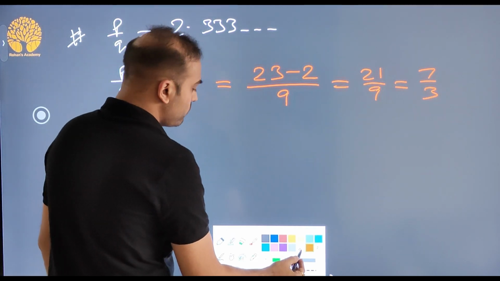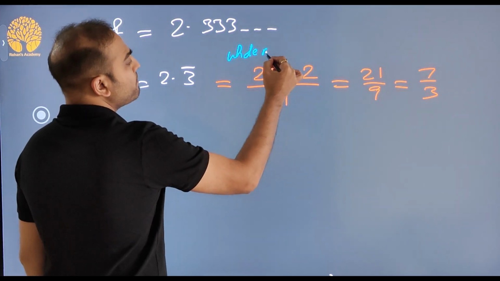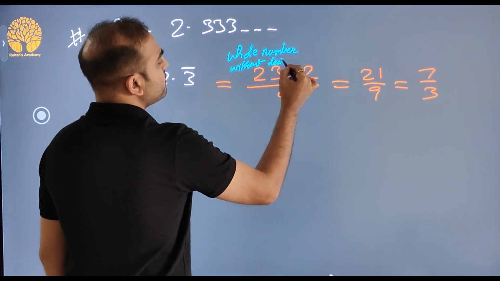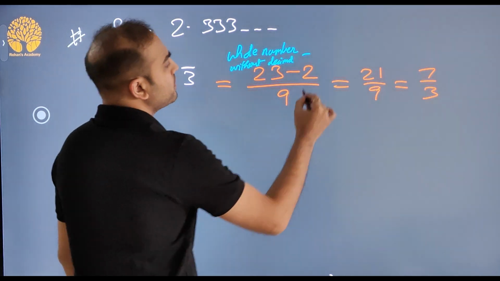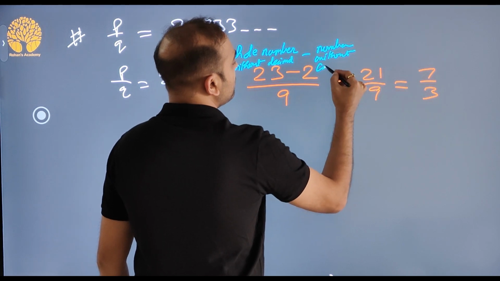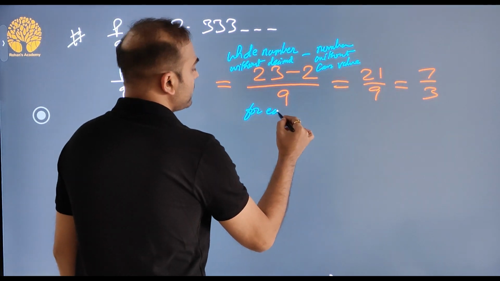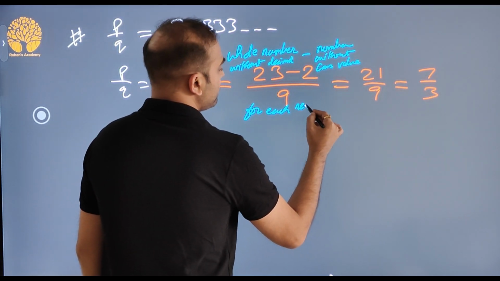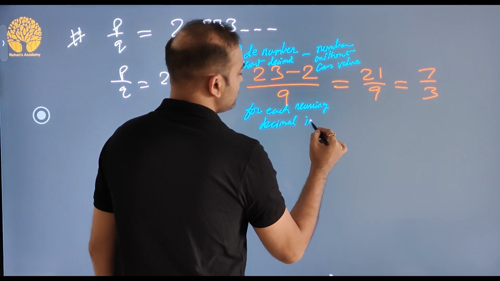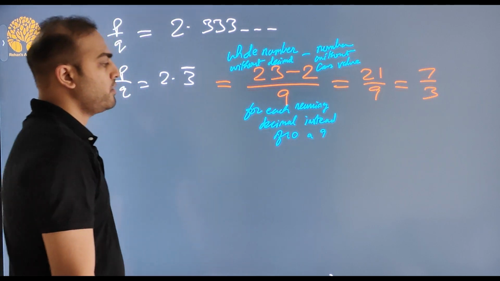So remember, what do we do? Whole number without decimal, minus number without bar value. For each recurring decimal, instead of 10, a 9.